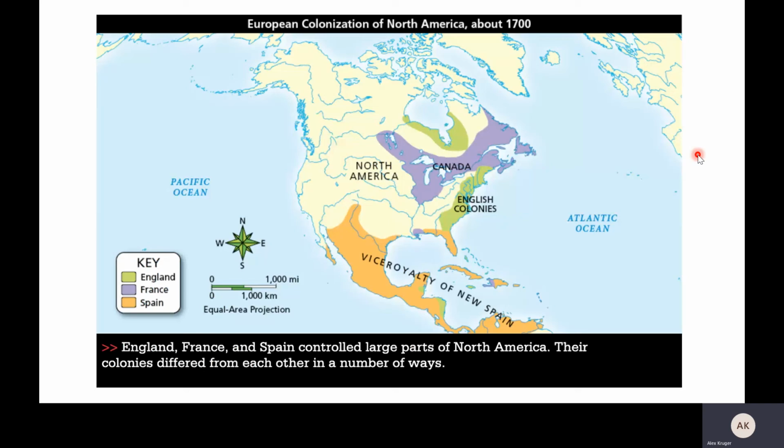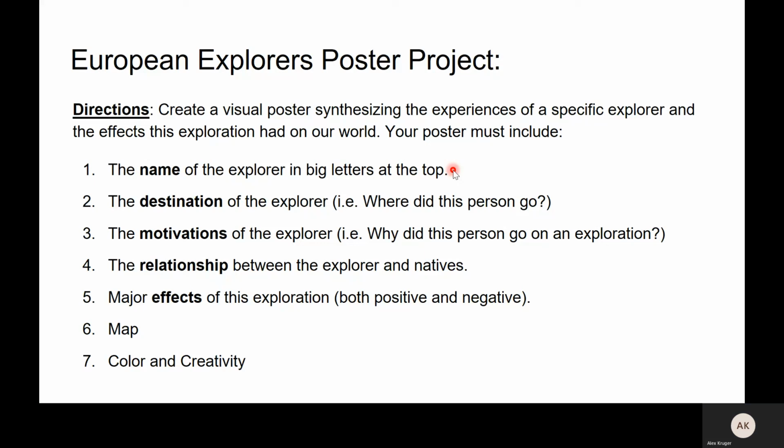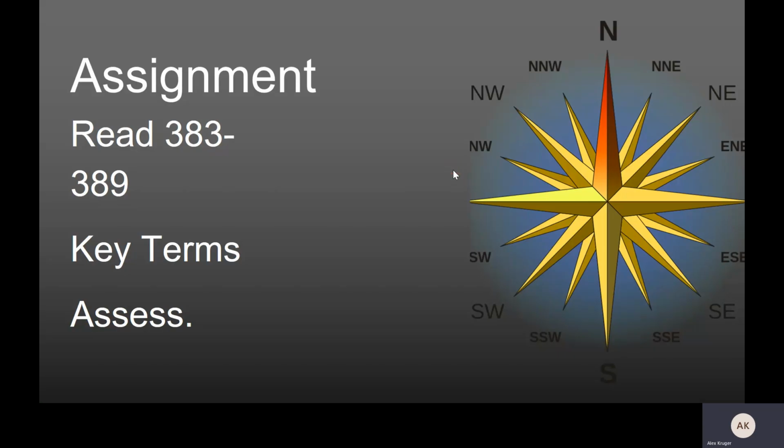So European colonization of North America in about 1700. You can see Spain's got all of Mexico, Cuba, the Dominican Republic, South America. England's only got this little bit. Canada's got that bit. Okay, so that's where we'll stop for today.